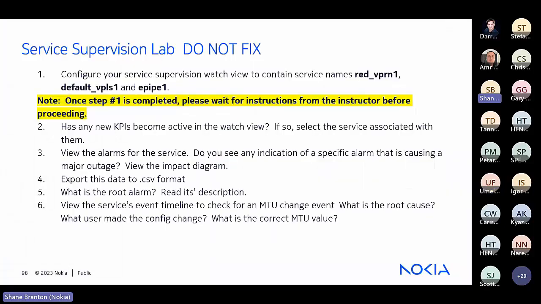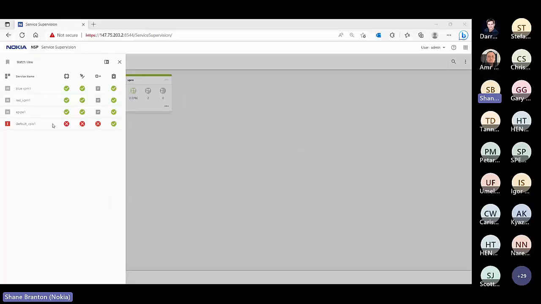Does any new KPI become active? If so, select the service associated with them. View the alarms for the service. Do you see any indication of a specific alarm that is causing a major outage? And view the impact diagram. So pretty much standard, what we've been doing for most of the use cases.